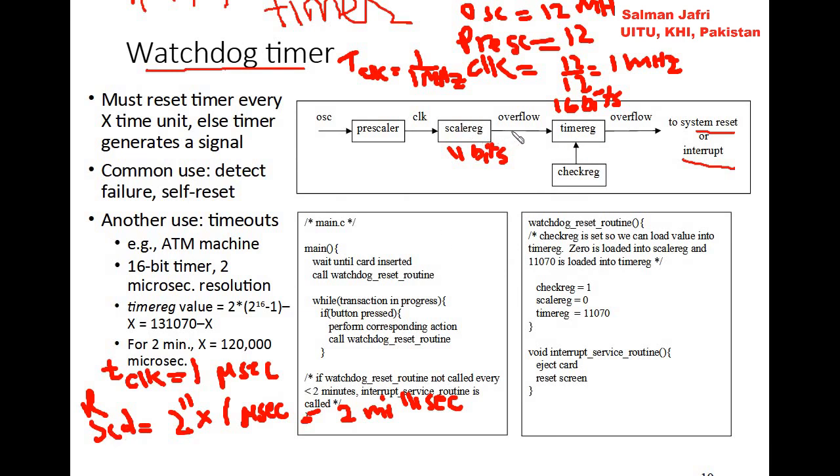Now range of scale register equals resolution of time register. Why? Because when the scale register overflows, it increases one value of the time register. So range of scale register equals resolution of time register. So please write it down. Range of scale register equals resolution of time register.